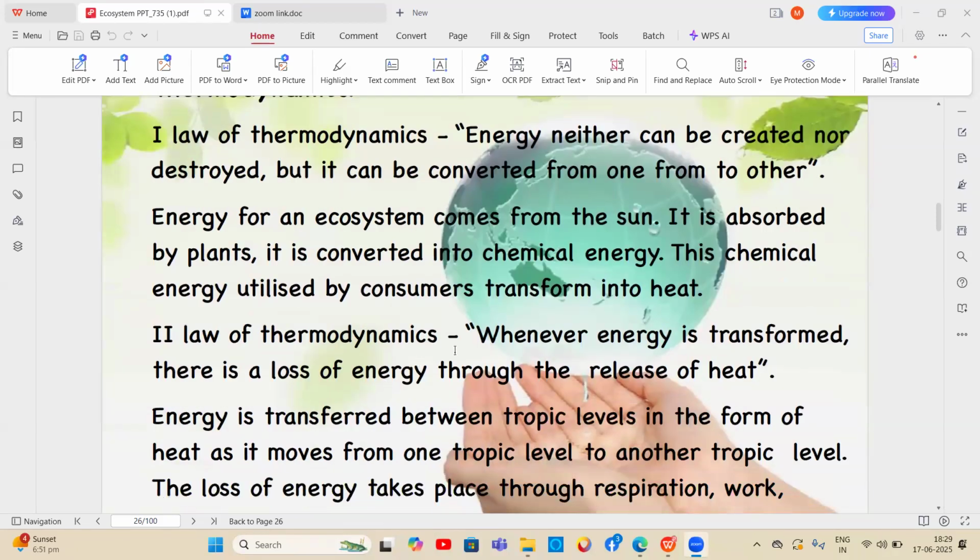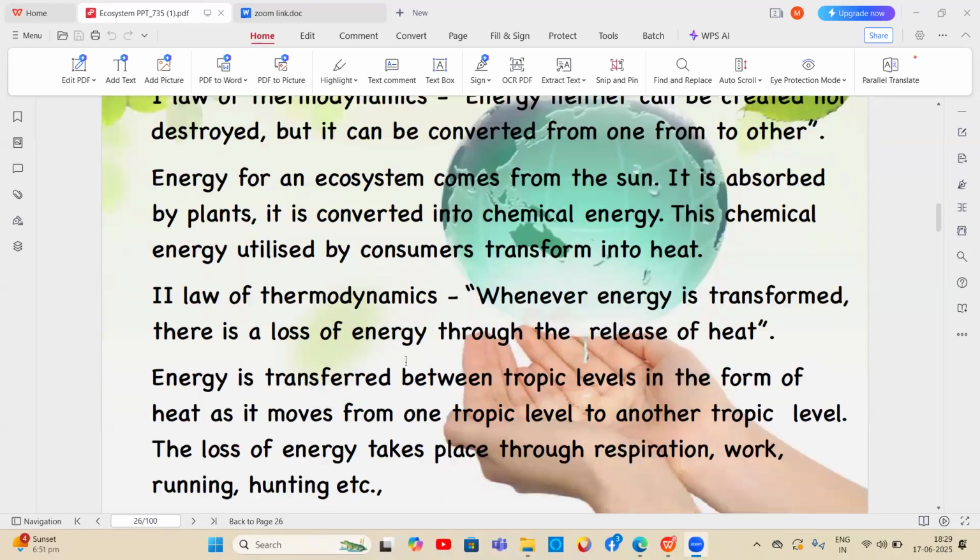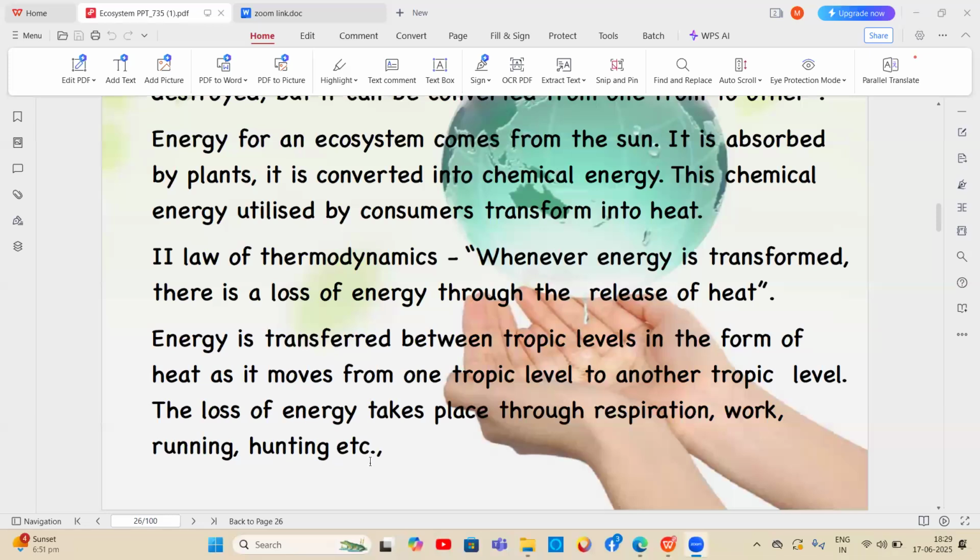The second law of thermodynamics is that whenever energy is transformed, there is a loss of energy through the release of heat. While transferring from one form to another, some amount of energy is lost in the form of heat. So this is the second law. Here also, during the transfer of energy from one trophic level to another, some amount of energy is released in the form of heat.